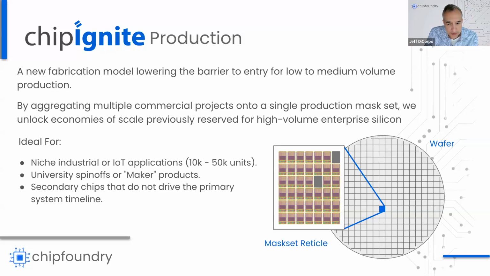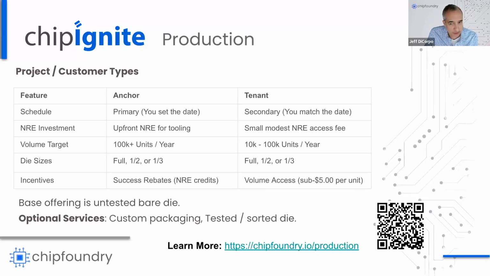So moving on to the next slide, Marwan. The model is based on the concept of an anchor tenant customer model. So we have two types of customers, an anchor customer and a tenant customer project. The anchor customer projects typically have the highest volume requirement on the mask set. They are responsible for paying the upfront NRE required to support the tooling for that fabrication run. But they also get access to the lowest per unit costs for the actual production volume.